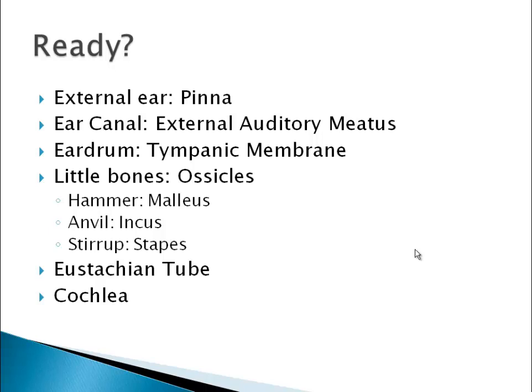So here we are, following the sound. The pinna gathers the sound, puts it into the external auditory meatus and into the ear canal, where it runs into the tympanic membrane, causes the tympanic membrane to vibrate, which then transfers the vibrations to those three ossicles in the middle ear, the malleus, incus, and stapes, and the stapes then eventually transmits those vibrations to the cochlea, which is the inner ear where the actual hearing receptors, the hair cells, are located.